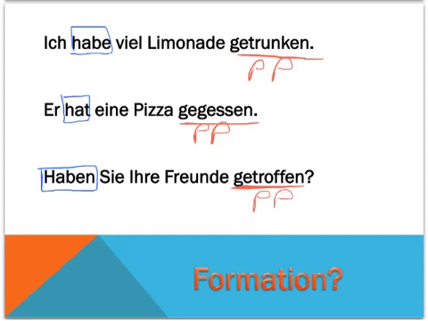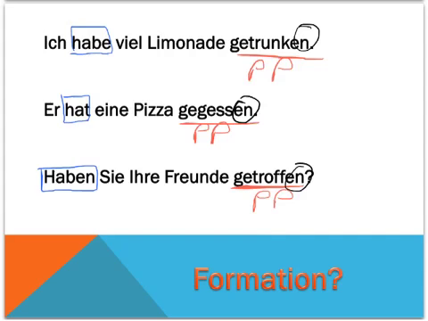So how is this different to regular verbs? Well, you might remember that their past participles are formed with GE at the beginning and a T at the end on the stem. You can see in this instance that instead of the T at the end, we have an EN at the end of these past participles.